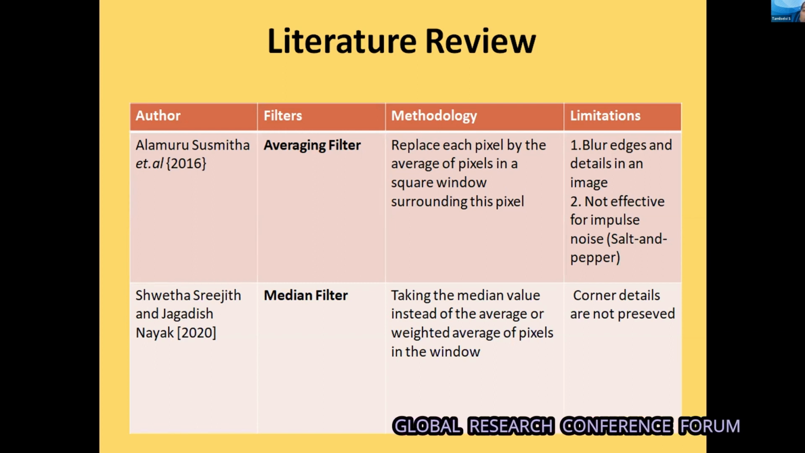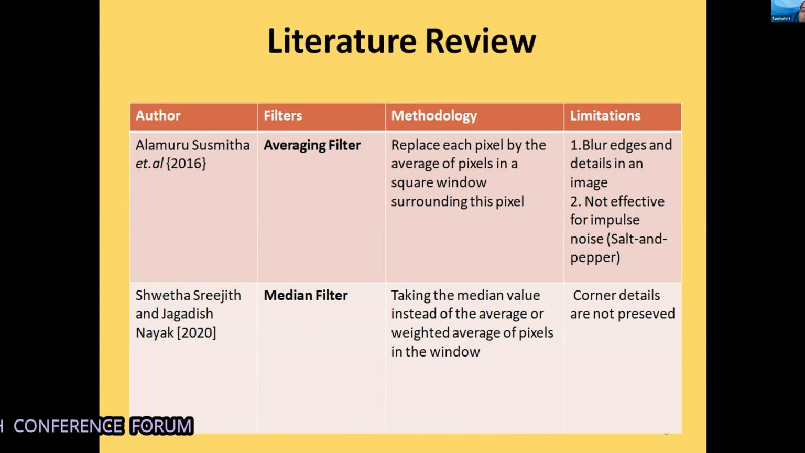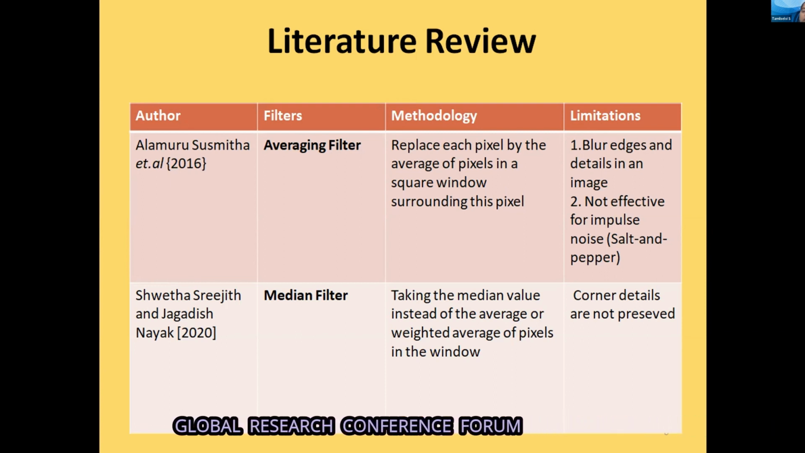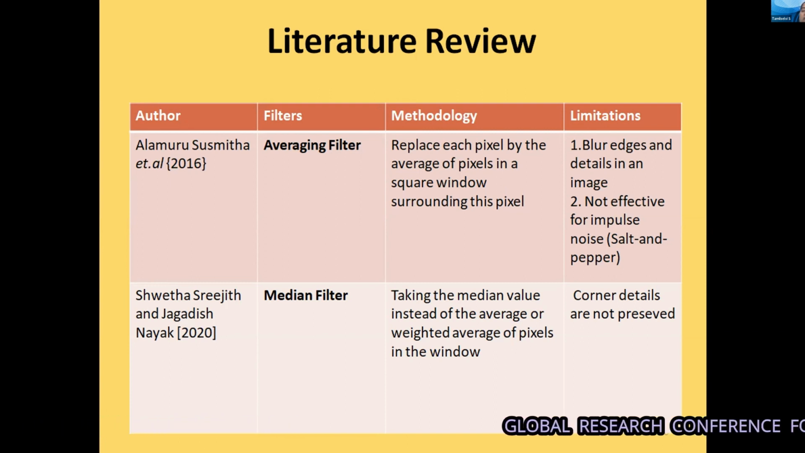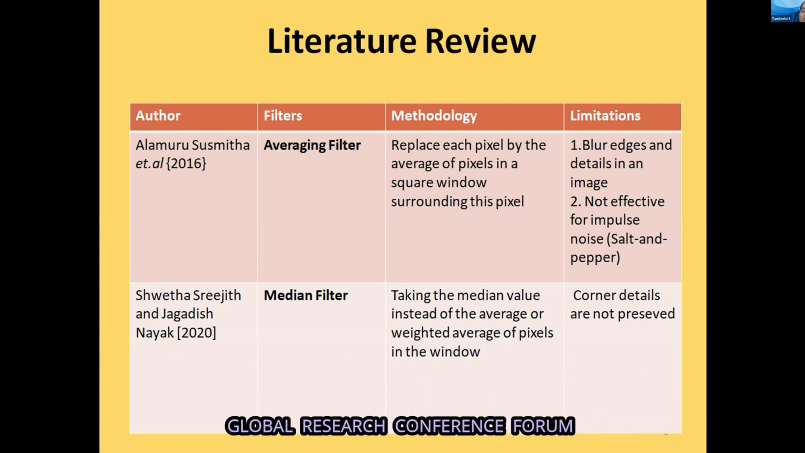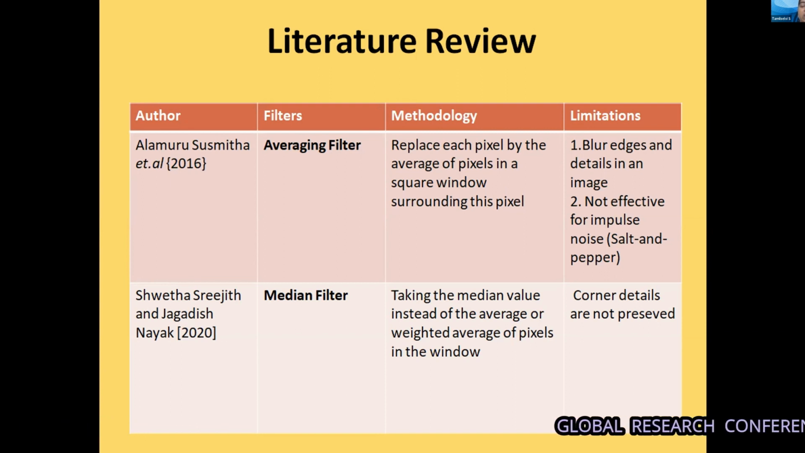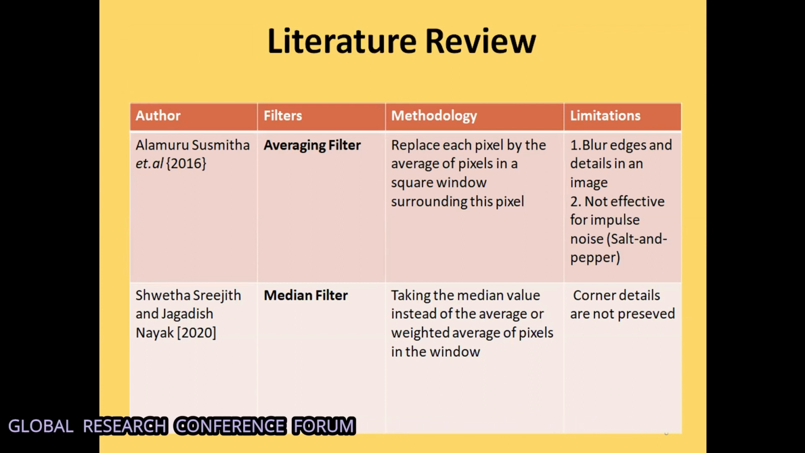Then one example of a non-linear filter is the median filter. This median filter takes the median value instead of the average, so it has an advantage over the averaging filter. But here also limitations are there. The corners, that is the edges, are not preserved. In some images, the doctors are very keen to observe what is there in the edge, exactly in the corner.